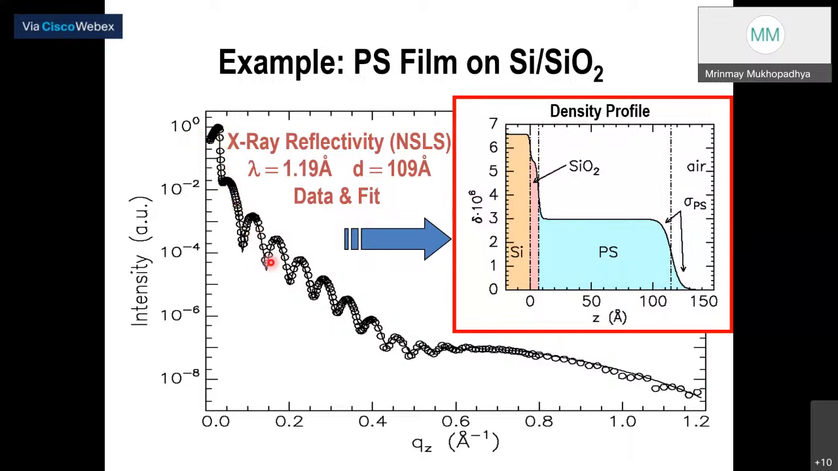The main thing is that in a real experimental measurement, you get this kind of reflectivity profile. While you do the analysis, you can extract this solid line, and from that solid line you can infer that this is my silicon substrate, this is my silicon oxide grown on top of silicon, and this is my polymer film.